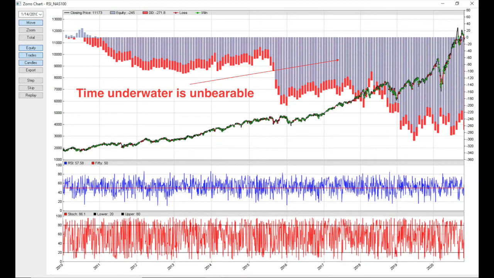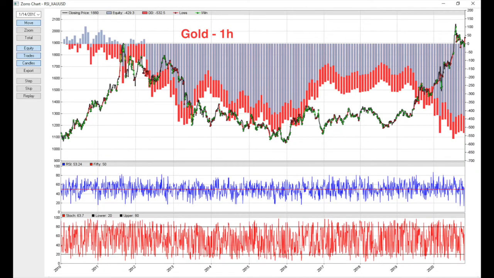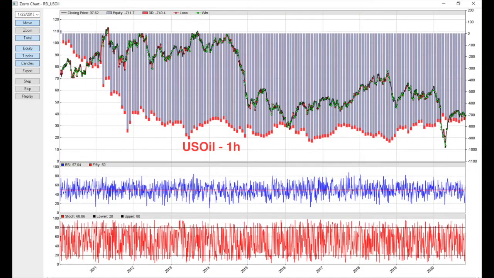Let's have a look at the actual equity curves. As you can see, the Nasdaq one is quite unbearable. We also decided to give it a go on some more instruments, so we tested it on gold and on US oil. Even though it has a win rate close to 60%, it loses money in all three cases.